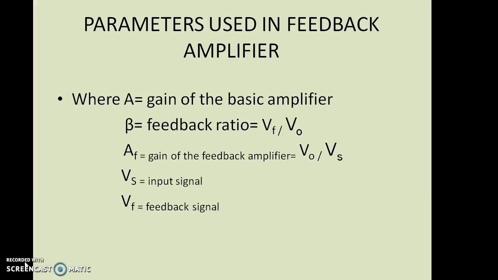The parameters used in the feedback amplifier are: A is the gain of the basic amplifier, beta is the feedback ratio, that is Vf by V0, and AF is the gain of the feedback amplifier, V0 by Vs, where V0 is the output voltage and Vs is the input signal.